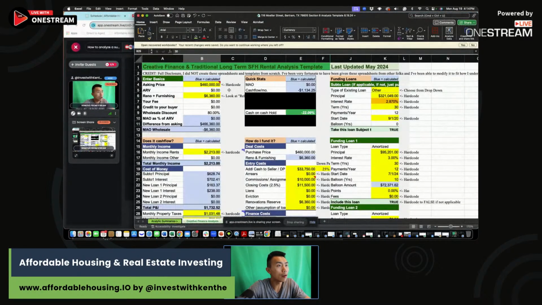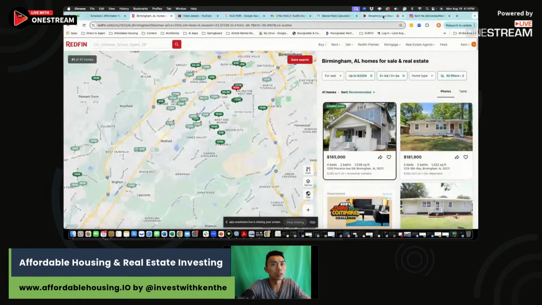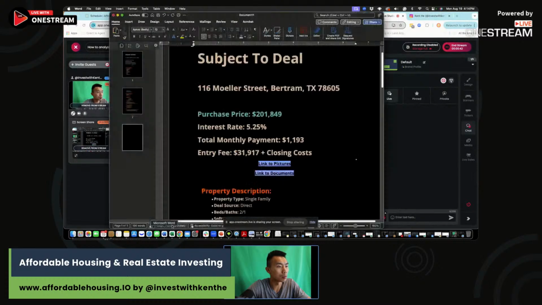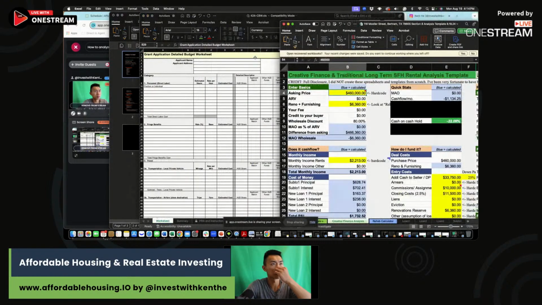So we have a deal, 460. This was yesterday's deal, actually. Let me go ahead and plug in these numbers right here. 116 Moeller Street, Bertram, Texas, 78605. Purchase price 201,849. Let's go ahead and put these numbers in.